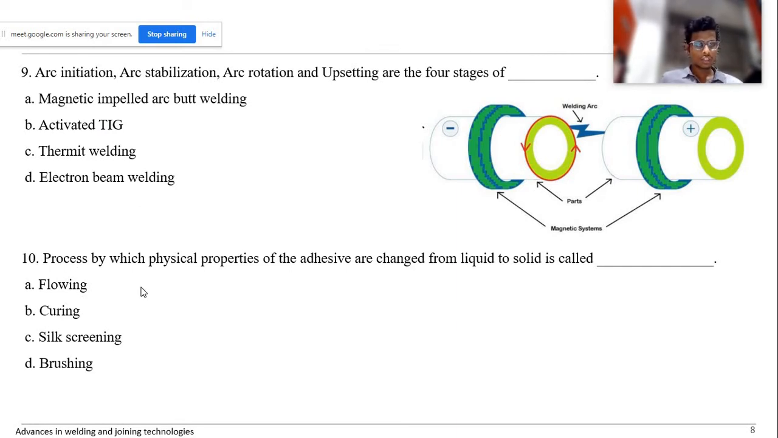So next question: the process by which the physical properties of the adhesive change from liquid to solid. This is also straightforward. In adhesive bonding, generally the adhesive is used to join two materials or two structures. Initially, it will be in liquid form. Once the adhesive is applied to the metal and the two structures are joined, the liquid to solid process is called curing. This is straightforward, right? Yeah, B is the answer.